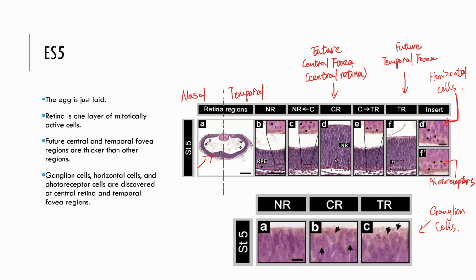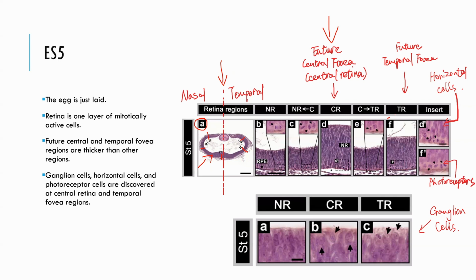And here is this figure A. This figure A shows the retina of the anole at embryonic stage 5, and we use this dashed line to discriminate the nasal and the temporal sectors of the retina. So the left part is nasal and the right part is temporal. The sections labeled B, C, D, E, and F in figure A have been zoomed in. The figure D shows the future central fovea or the central retina, while figure F shows the future temporal fovea region.